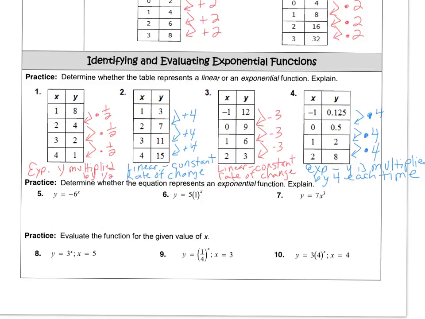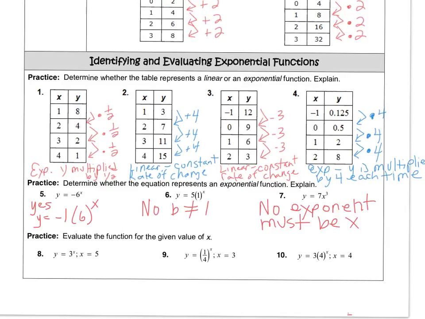Okay, so on number 5, 6, and 7, you're looking at the equation to determine if it is an exponential function or not. As you do these 3, I want you to keep in mind what we talked about the parameters of what a and b can and cannot be and what the exponent has to be. So do these 3 on your own, pause your video while you do it, and then check back for the explanation.